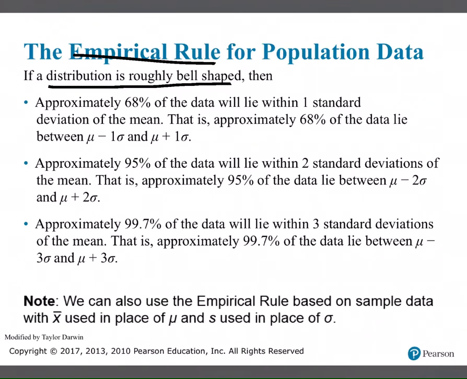I'm going to explain a little bit more of this on the next slide with a picture, but it says approximately 68% of the data is within 1 standard deviation of the mean. 95% of the data is within 2 standard deviations of the mean. And 99.7% is within 3 standard deviations of the mean.